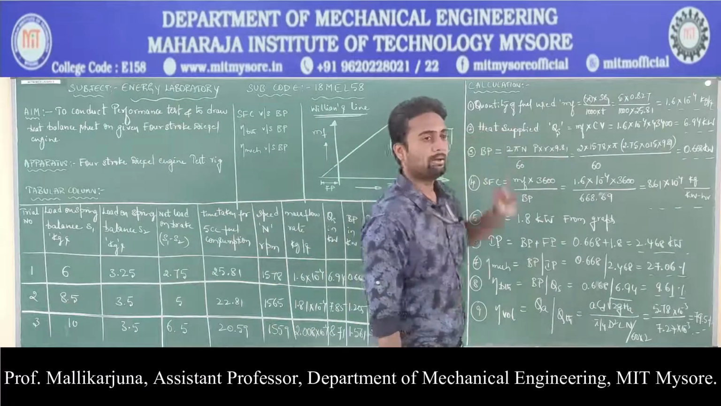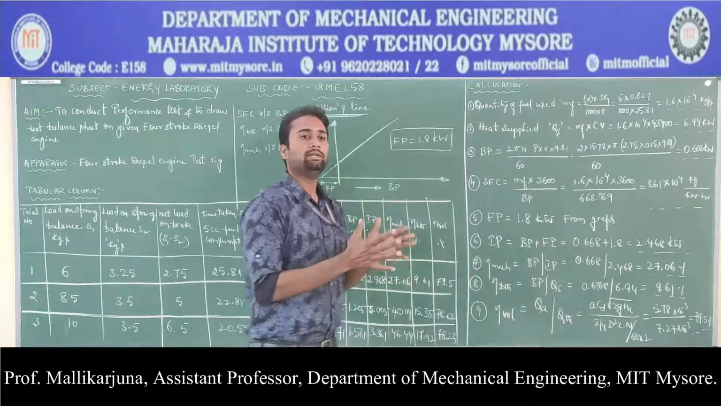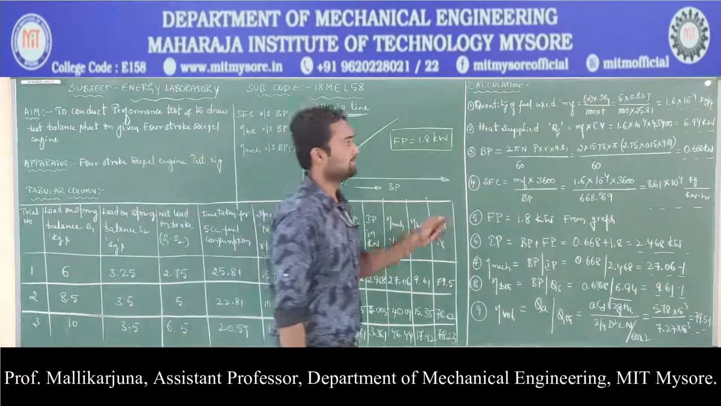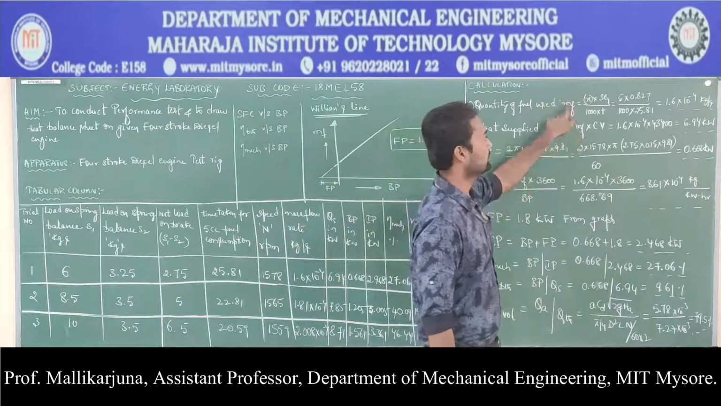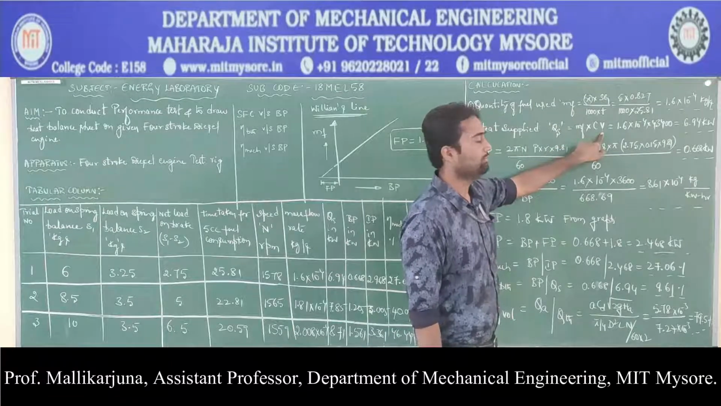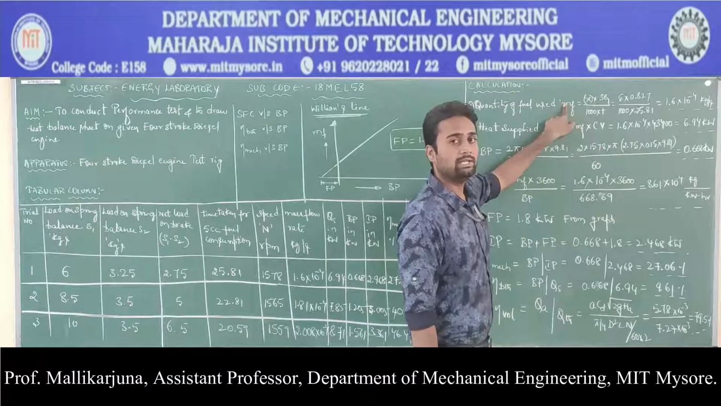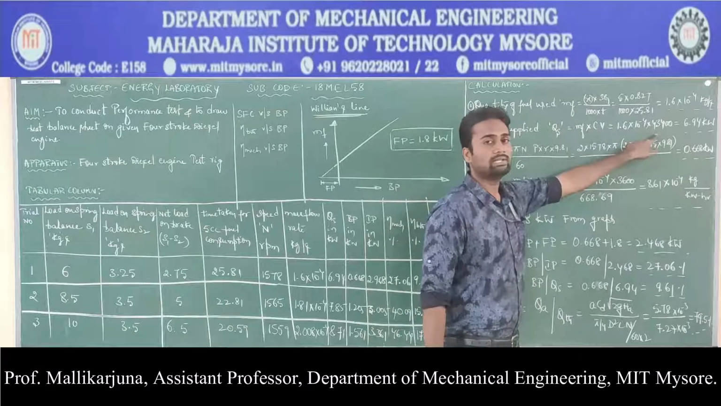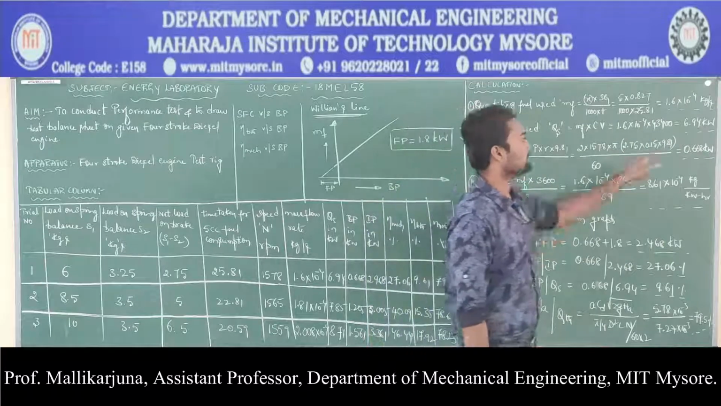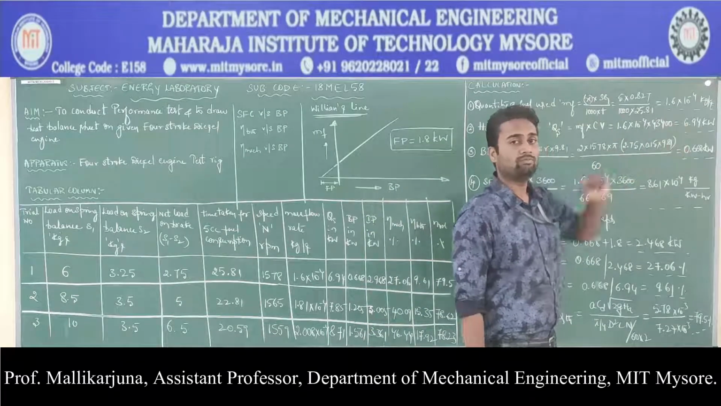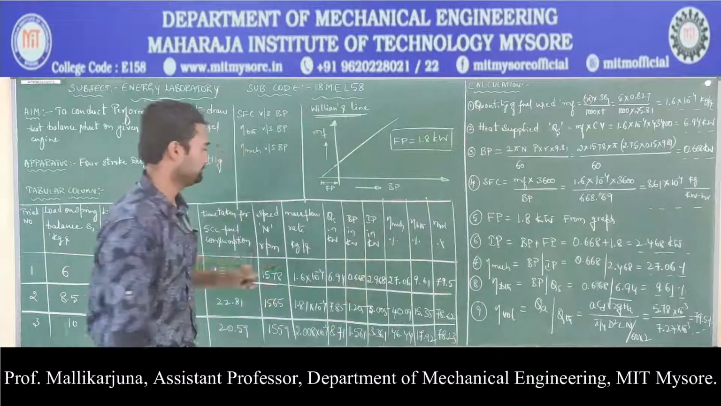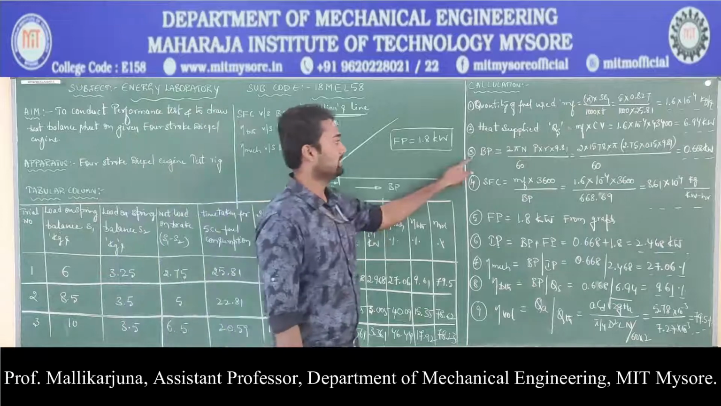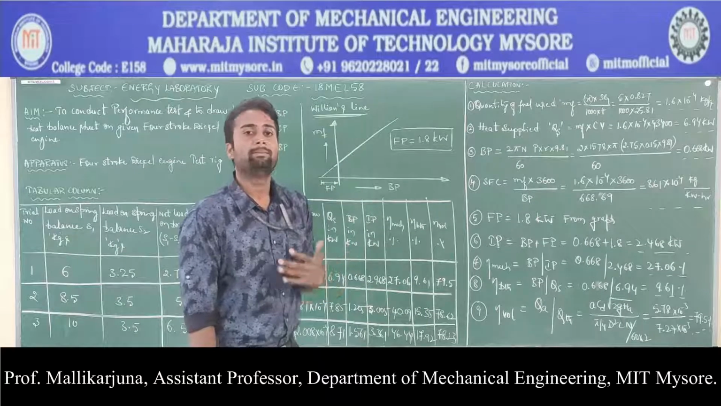Next thing is heat supply. Upon burning of the fuel, what is the quantity of heat supplied by the burned fuel to the engine, which is given by Qs, equal to mass of the fuel into calorific value of the fuel. The mass of the fuel we have calculated in the previous step, 1.6 into 10 to the power of minus 4, and the calorific value of the diesel is 43,400. So we get 6.94 kilowatts as heat supply. Qs is 6.94 kilowatts.